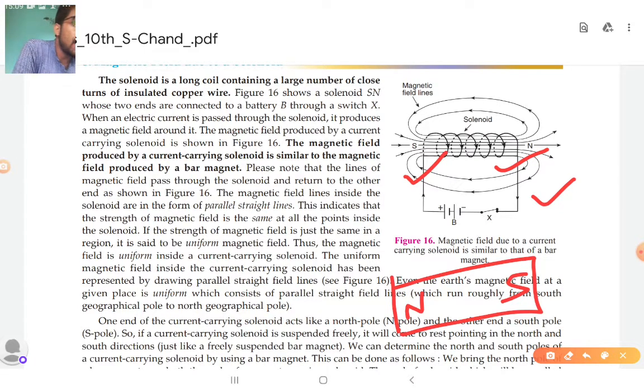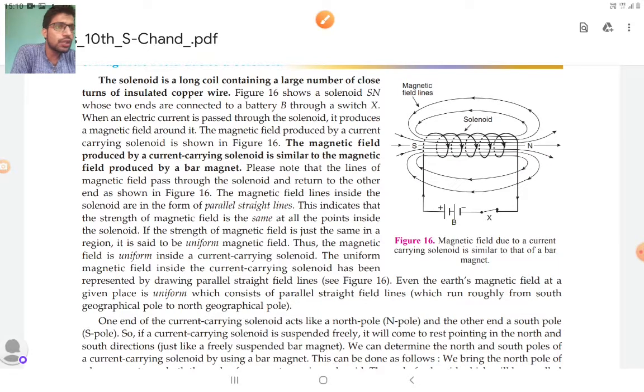The magnetic field pattern produced by a solenoid is just like that of a bar magnet. Inside the solenoid, you can see there are straight lines. Straight lines mean uniform magnetic field. If you ever see straight lines, it indicates a uniform magnetic field. Inside the solenoid, there are parallel straight lines. It means that inside the solenoid, there is a uniform magnetic field. The magnetic field is uniform at every point inside the solenoid.